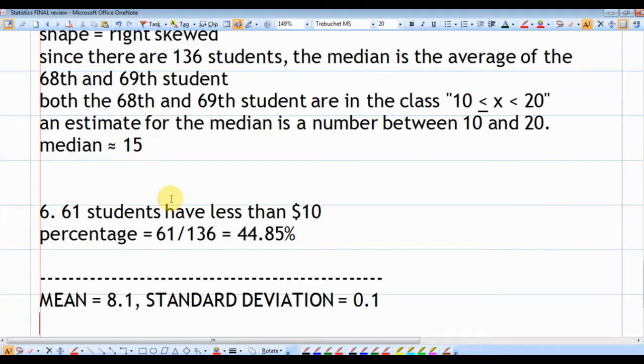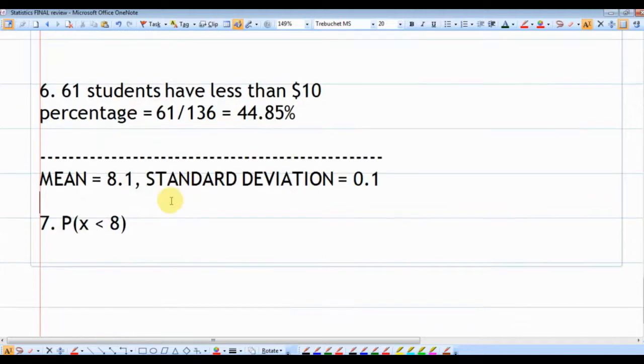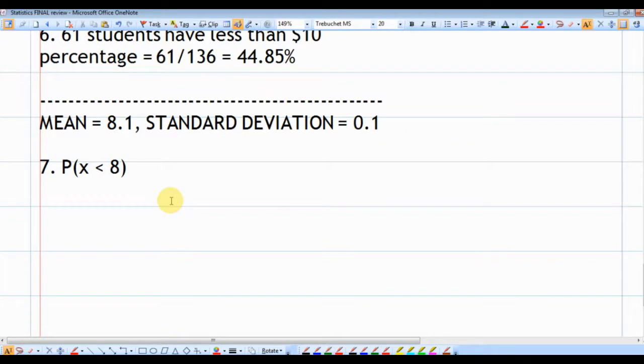Okay, so for question 7, what proportion of the bars weigh less than 8 ounces? The probability that a bar weight is less than 8. I like the way that this looks like what we're doing now in class, or what we just finished up. That's handy.